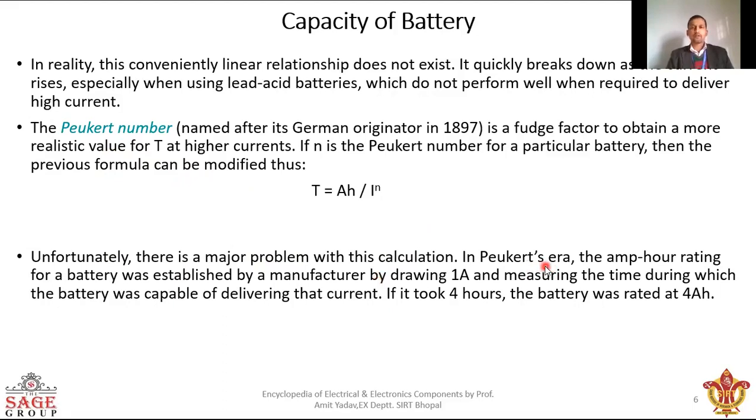Now this Peukert method has a problem. In the Peukert method, the ampere hour rating for a battery was established by the manufacturer by drawing a constant current and measuring the time during which the battery was capable of delivering that current. Suppose it took 4 hours, then we normally rate that battery as 4 ampere hour. But this method is also not too exact for calculating the battery capacity.